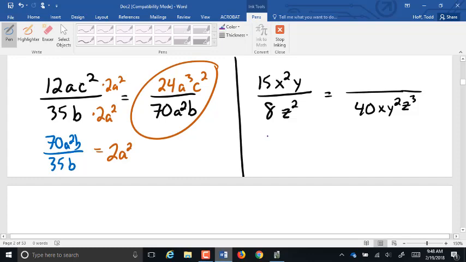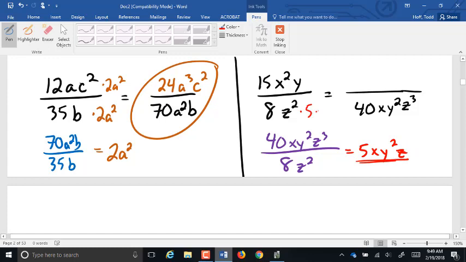The next one, we're going to take 40 xy squared z to the third divided by 8z squared. 40 divided by 8, 5. x, just x, right? How about the y? y squared, nothing divided by z, just y squared. z to the third divided by z squared, 3 minus 2 is 1. So z to the 1 or just z. So this is going to be times 5x y squared z.